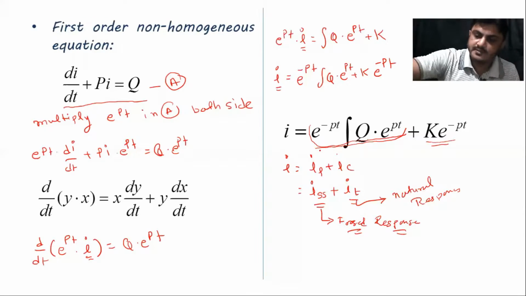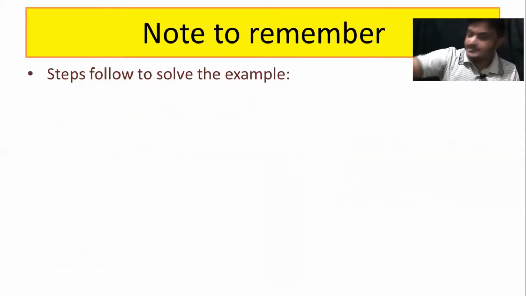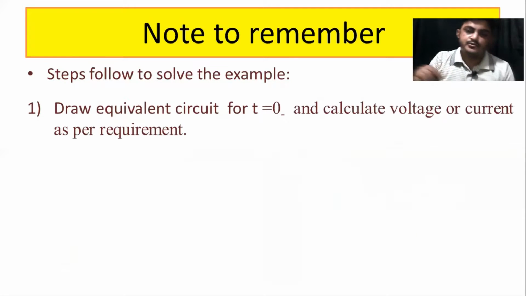So with this background, these are the steps that we are going to follow in today's example, as well as all the examples that belong to our first order differential equation. So as usual, first we draw our equivalent circuit for t less than 0 minus, and we will calculate the voltage or current as per our requirement.